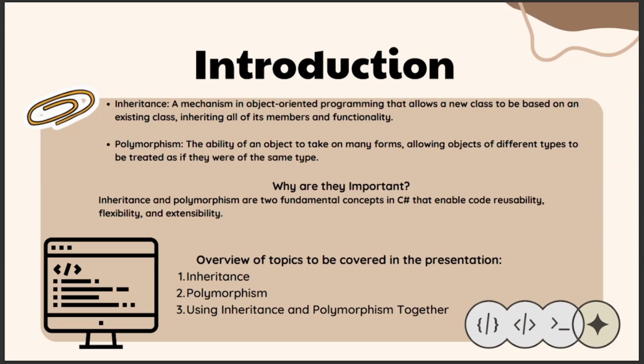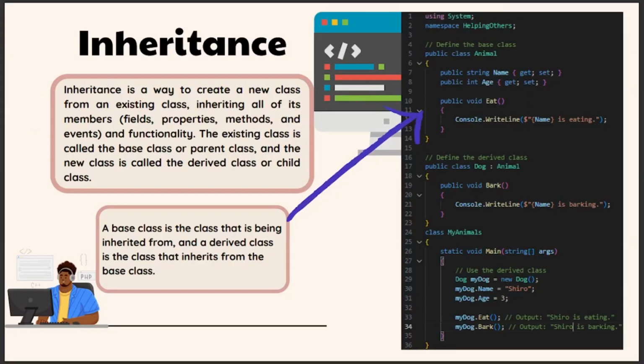So why are they important? Inheritance and polymorphism are both fundamental concepts of C# and they enable code reusability, flexibility and extensibility. What we will be learning ahead in this presentation is inheritance, polymorphism and the basics of using inheritance and polymorphism together.